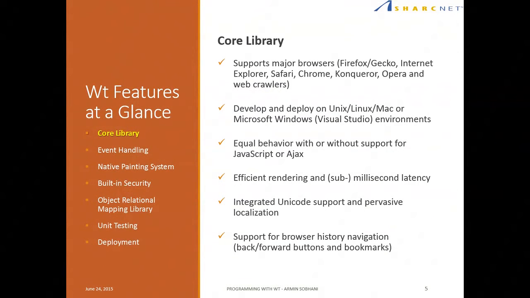Okay, let's start by checking the features that you can find in the Witty library. First, let's start with the core library. The core library supports major browsers like Firefox, Internet Explorer, or Chrome, and so on, but also plain HTML browsers, and web crawlers like the Google search engine are also supported. You can develop and deploy on Unix, Linux, Mac, or Microsoft Windows environments. And by using graceful degradation or progressive enhancement, the behavior is equal no matter whether support for JavaScript or AJAX exists or not.